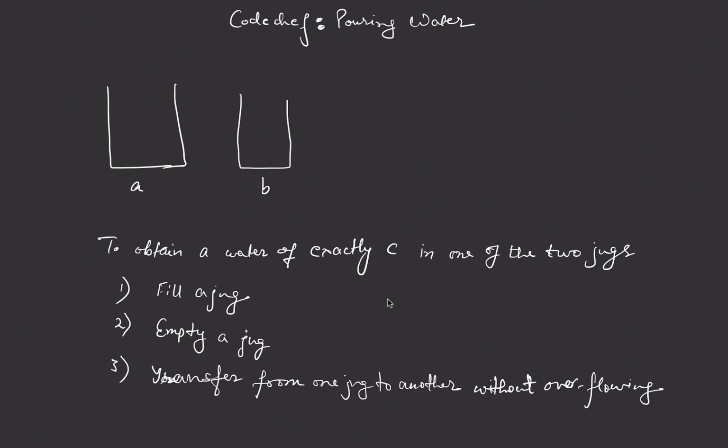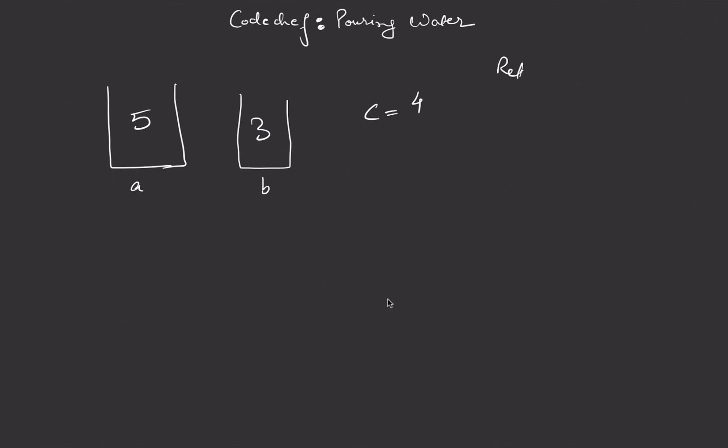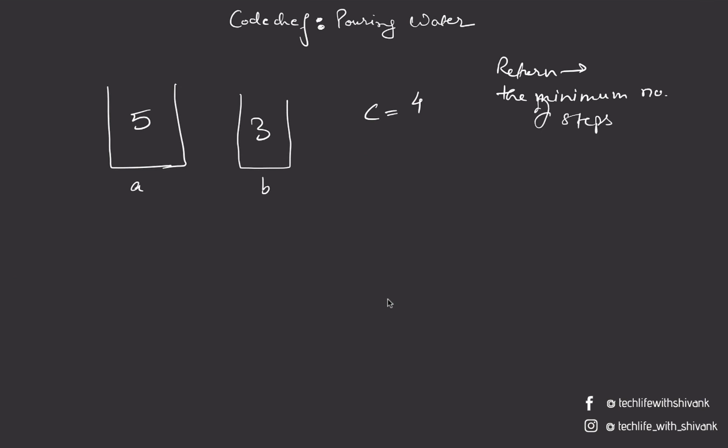So let's say A is 5 and B is 3, and let's say C is 4, and you have to return the minimum number of steps or operations out of these three operations you have to do to obtain C, and if it is not possible then you have to return -1, otherwise you have to return the minimum number of steps you need to get C liters of water.